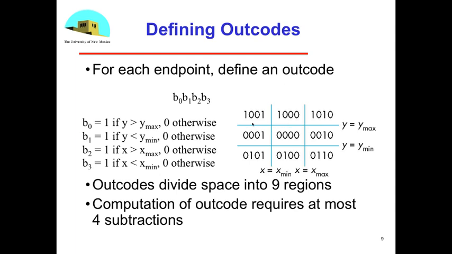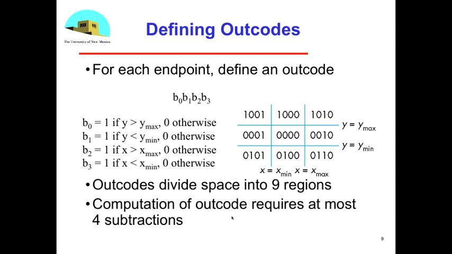So for example, here's the clipping window, and everything inside is an outcode of 0, 0, 0, 0. Everything above has an outcode where the first bit is 1, and then the second and third bits are determined by whether it's to the right or the left. Likewise, in the middle, everybody has outcodes where the first 2 bits are 0, but it could be to the left, which would set B3 to 1, and it could be to the right, which would set B2 to 1, and likewise for the bottom 3 regions.